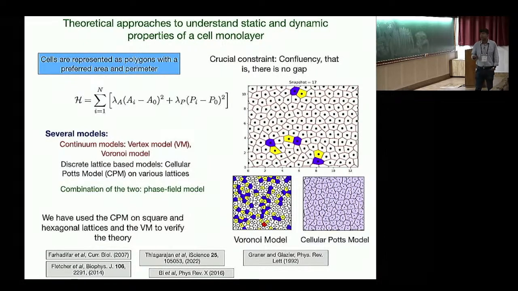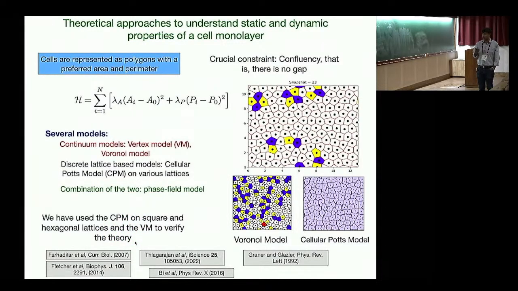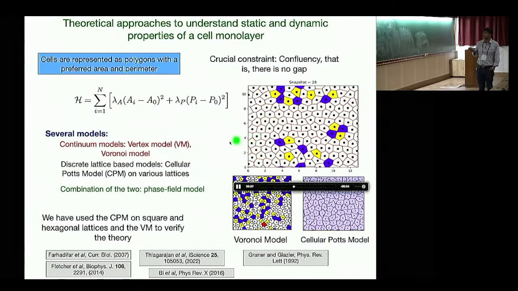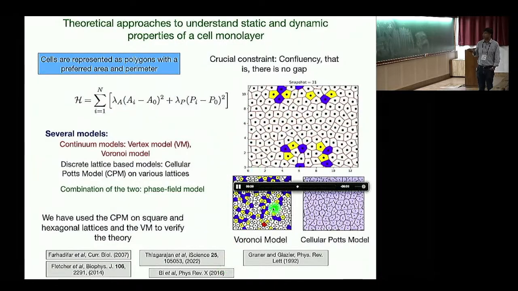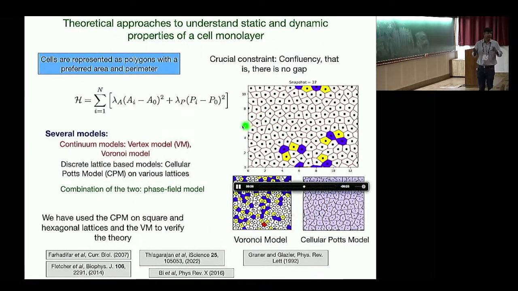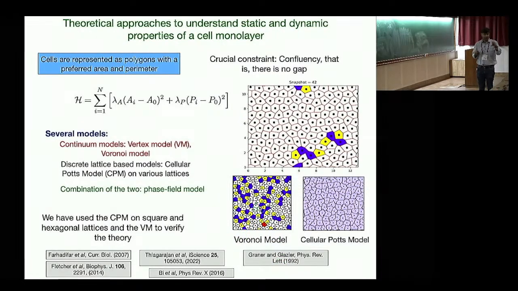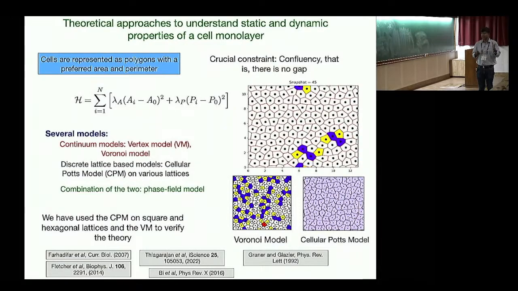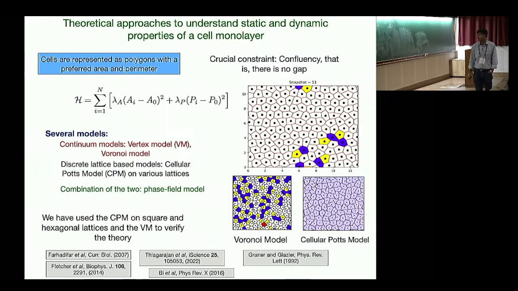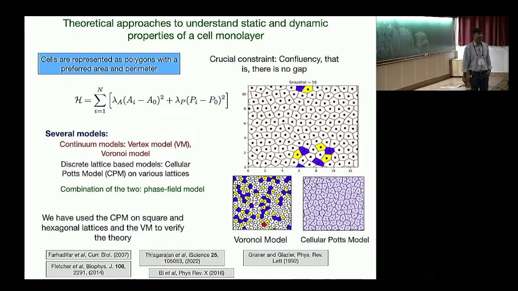In this work, we used both the cellular Potts model and the vertex model, one discrete model and one continuum model, to test and verify our predictions. There are some snapshots shown from our simulations: this is for the vertex model, this is for the Voronoi model, and this is for the cellular Potts model. The difference is that in the vertex model the degrees of freedom are the vertices of these polygons. In the Voronoi model, the Voronoi centers are the degrees of freedom, and here it's a lattice-based model, so it has more microscopic structure, the cellular Potts model. The constraint is only on the area. Only on the area, yes.